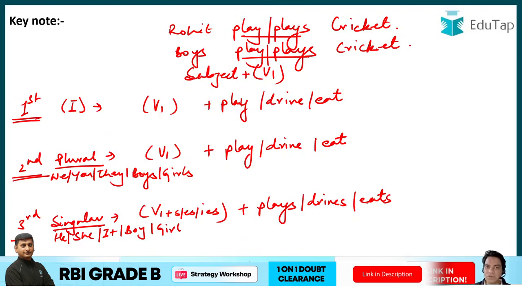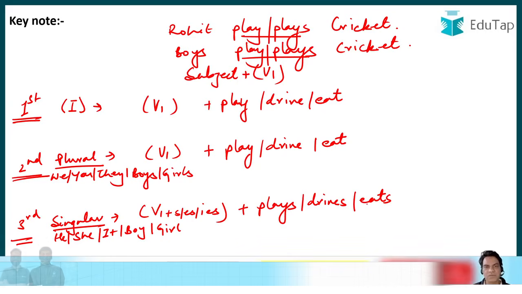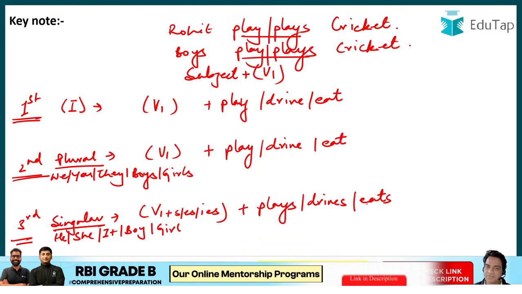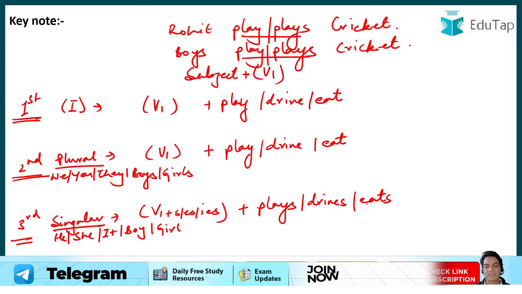So with singular nouns and pronouns, in the first form of verb, we have to add s, es or ies to make it singular. Now, why did I write s, es or ies?